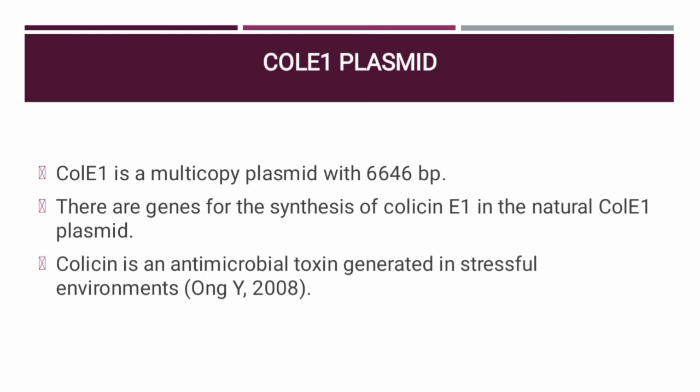Simply, Col E1 is a multi-copy plasmid that naturally occurs and is derived from E. coli, Escherichia coli bacterium. Its copy number is around 40, with 6,646 base pairs. There are genes for synthesis of colicin E1 in the natural Col E1 plasmid. Colicin is an antimicrobial toxin generated in stressful environments. For use in molecular cloning experiments, these colicin genes are replaced with selection marker genes.